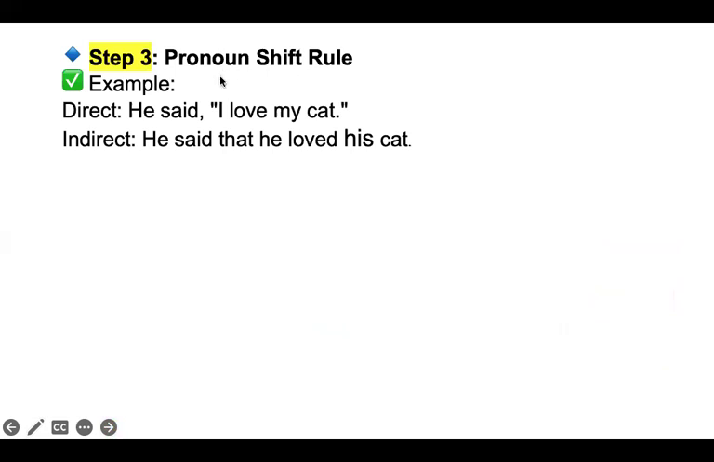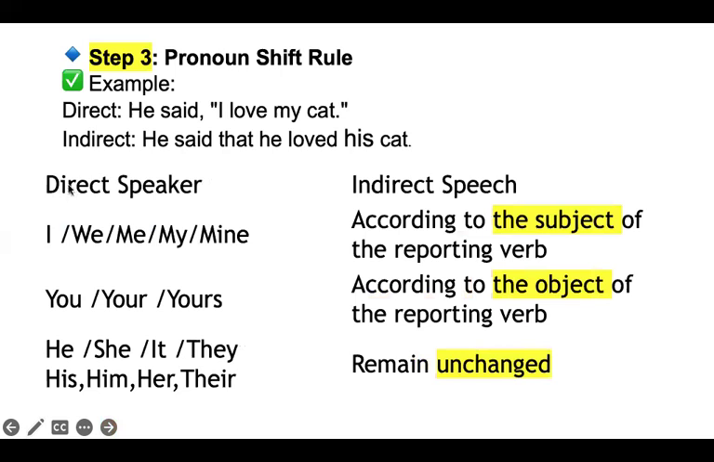Step 3 is the pronoun shift rule. This also needs to be looked at carefully, like I love my cat changes to he loved his cat. I changes according to the subject here. So this is the rule. I, we, me, my, mine. These are the first person pronouns. They change according to the subject of the reporting verb. What is the subject? This is the subject of the reporting verb. This is the reporting verb, this guy over here. So this is the subject. All the I, my, me, mine change according to this. Like he said, I love my cat, he said that he loved his cat. So everything with the first person changes according to the subject.